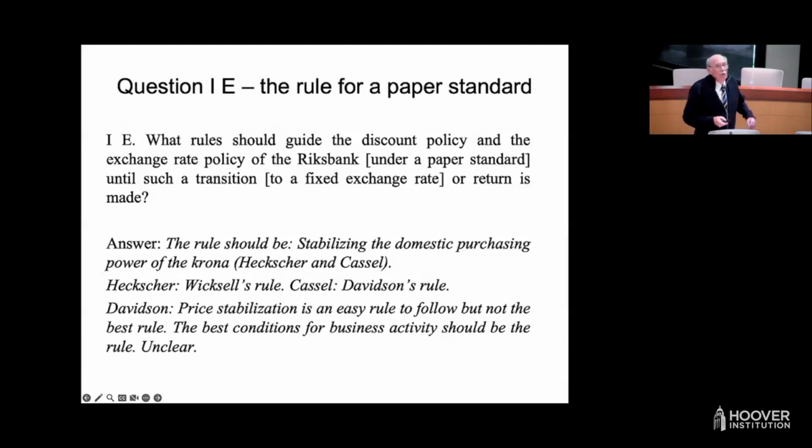So now to question 1A, the rule for a paper standard. What rule should guide the discount policy and the exchange rate policy of the Riksbank under a paper standard? And the answer was the rule should be stabilizing the domestic purchasing power of the krona. That was Heckscher and Cassel's view. Heckscher said we should follow Wicksell's rule. Cassel said, let's follow Davidson's rule. And Davidson said that he was unclear. He couldn't give a simple answer. He wanted the best conditions for business activity to be the rule, but never gave it operational meaning.